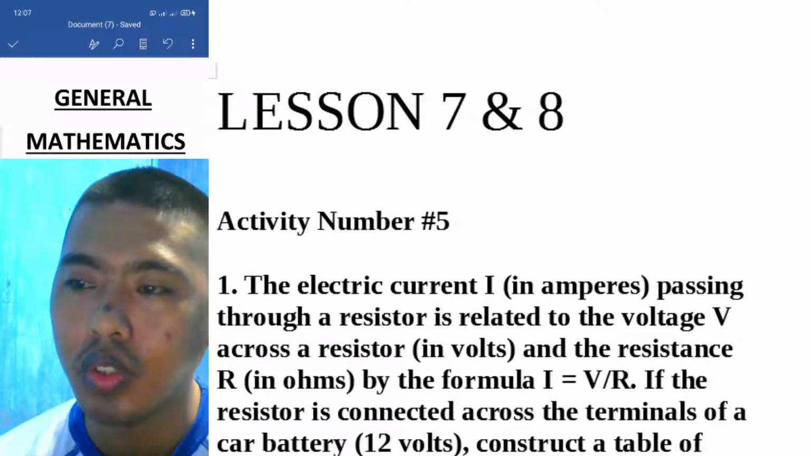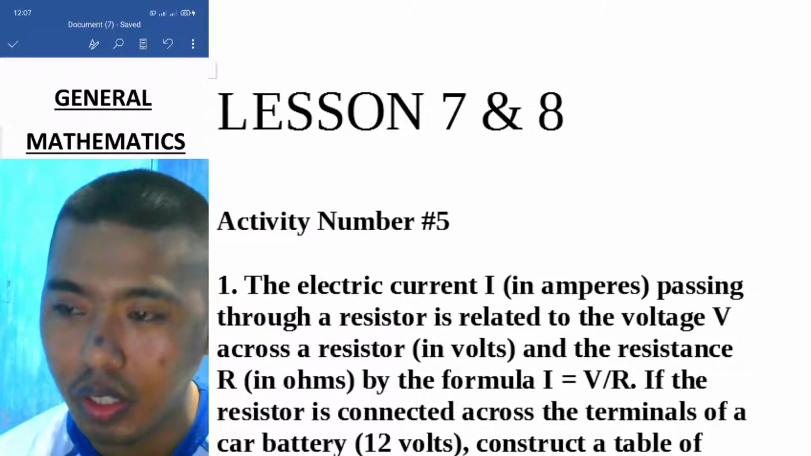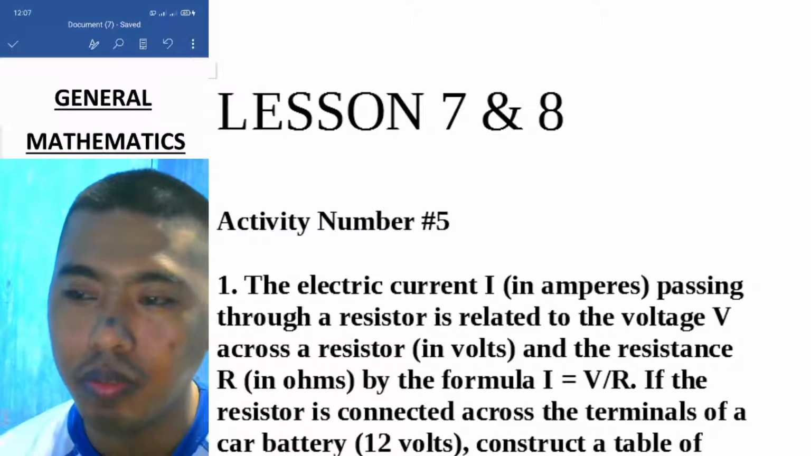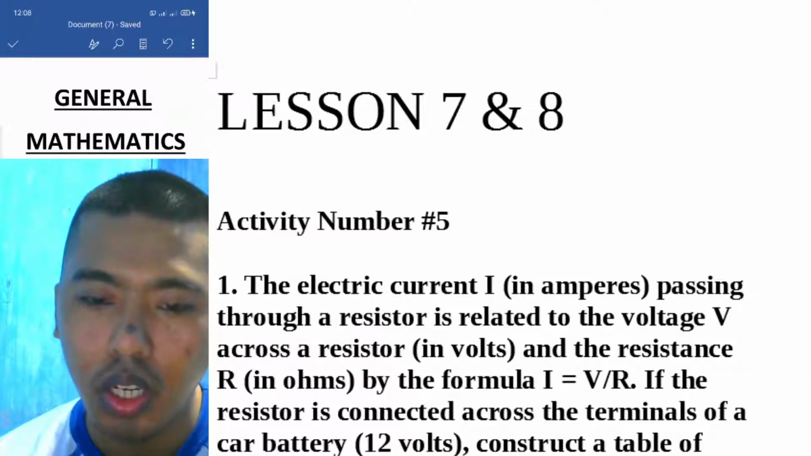So this is lesson 7 and 8 activities, activity number 5 and activity number 6. This is for all, modular, hybrid, and pure online.